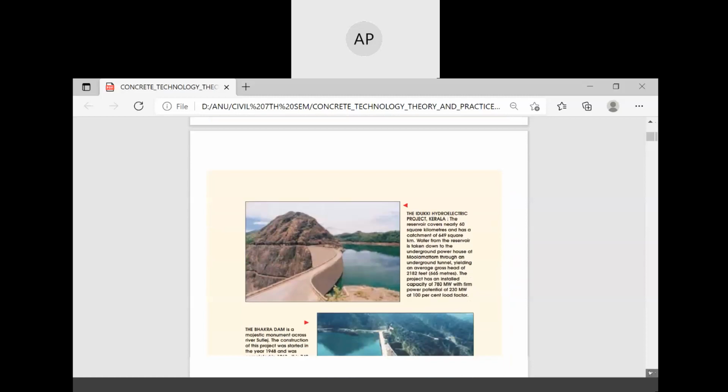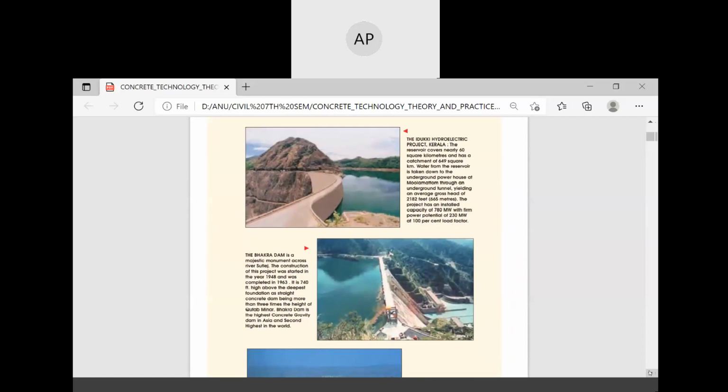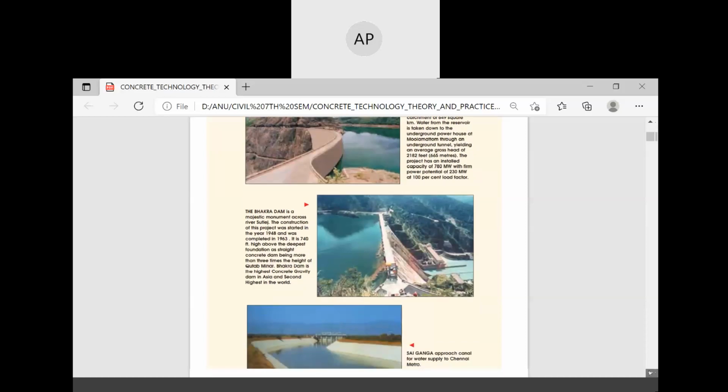And this is the Idukki hydroelectric project, Kerala reservoir. This is the Bhakra Dam, which is across the river Sutlej, and it is the highest dam. It is located in Jammu and Kashmir. Okay, highest dam, high above deepest foundation. Okay, highest dam of India.